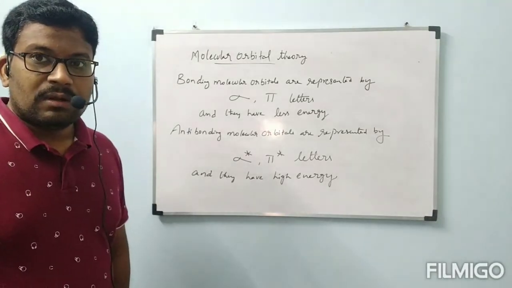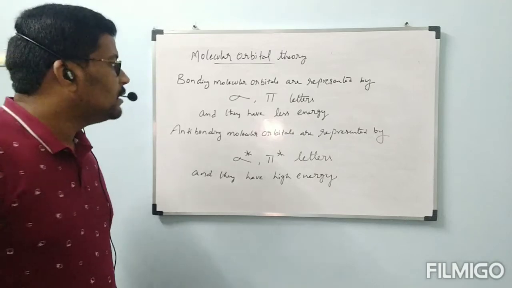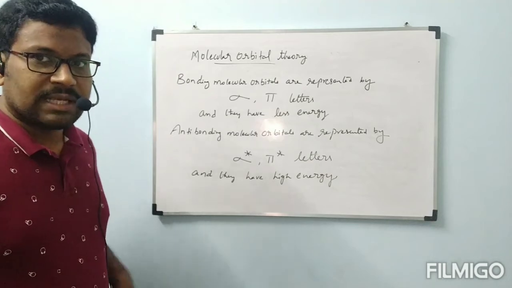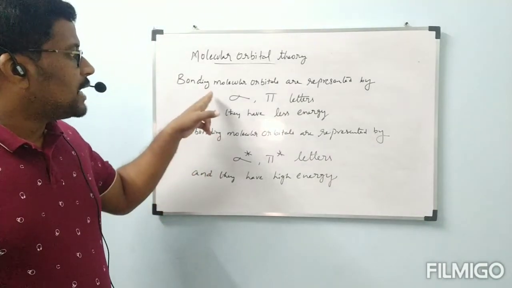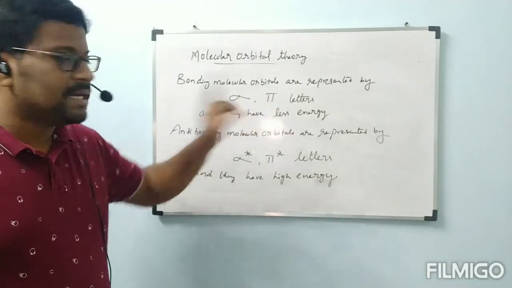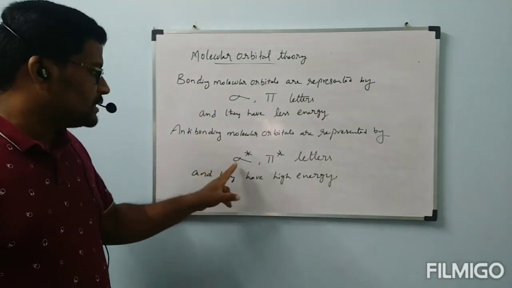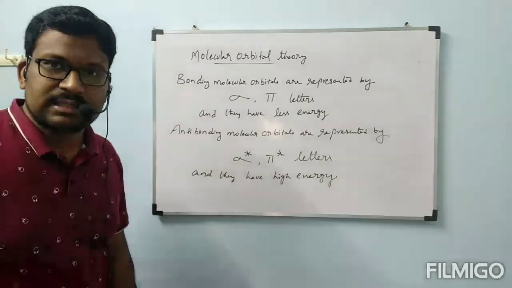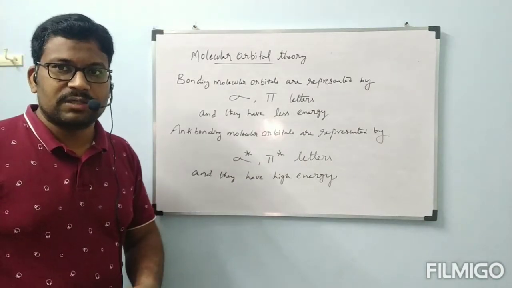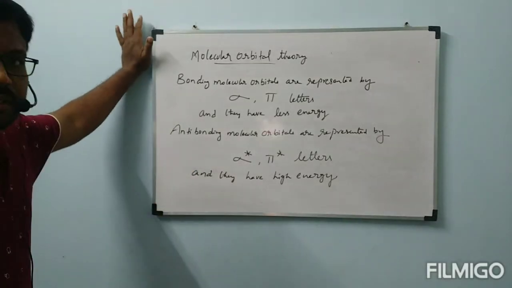Now once again I will write the hydrogen H2 molecule diagram with representation of all these things. Once again, bonding molecular orbitals are represented by sigma, comma, pi without stars. Anti-bonding molecular orbitals are represented by sigma star, comma, pi star letters. Is it clear? Now I am going to show with the help of the hydrogen diagram. Before that, note down all these things carefully, all of you.